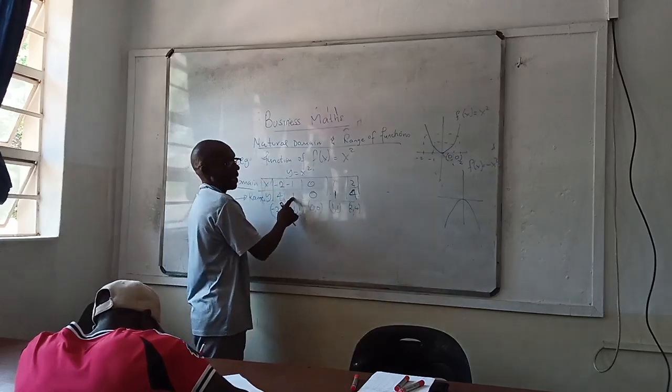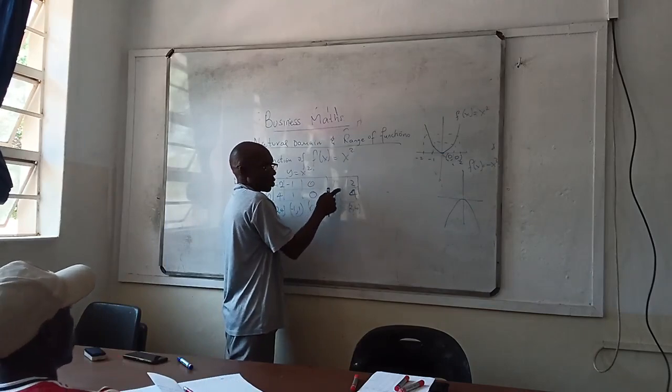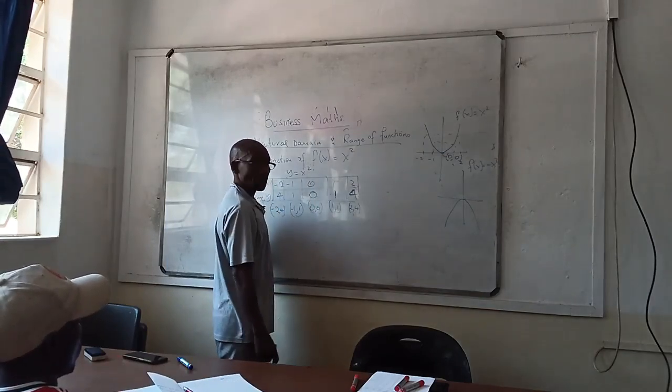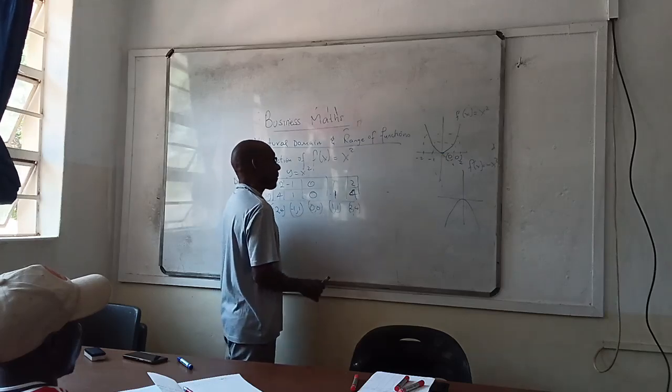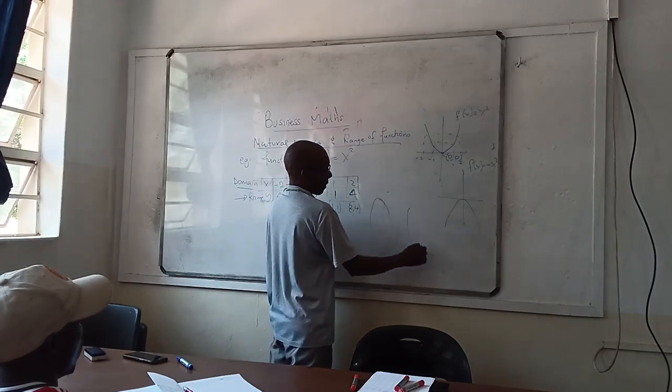Negative 1 is mapping to 1. 0 is mapping to 0. 1 is mapping to 1. 2 is mapping to 4. Because where you have got the domain and range is where you map. We call it mapping.